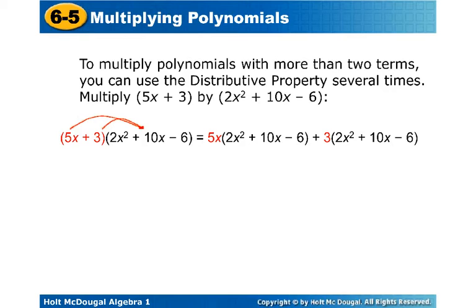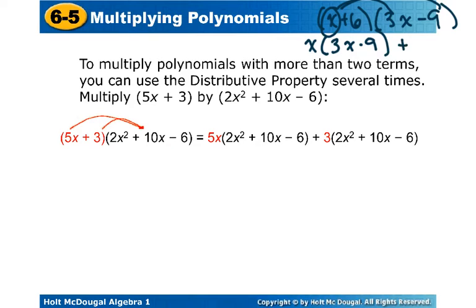So, to multiply polynomials with more than two terms, you can use the distributive property several times. Just like what we were doing with two binomials, if you had x plus 6 times 3x minus 9, this x term would have to go to each term in here, and we would write that out as x times 3x minus 9, plus the 6 times 3x minus 9. Okay, and then you could easily apply the distributive property for both of them. Well, you can do the same thing when you're given a binomial by a trinomial.